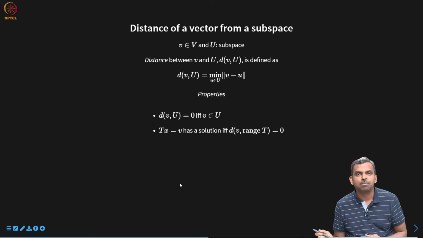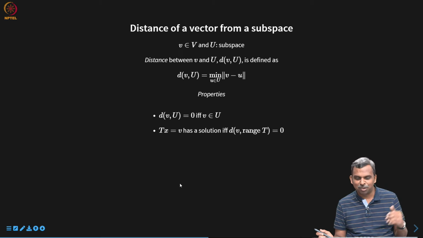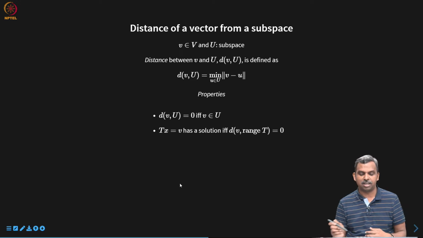Quick properties: even before we work out how to compute the distance, we can have some properties for this distance. Nice, interesting properties come up. For instance, look at the first one. When will the distance be 0?